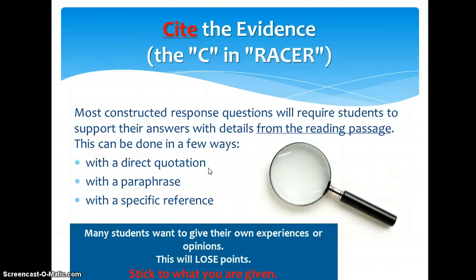If you make the reader dig and try to figure out what you're referring to without being very specific, you could lose those points for citing the passage. So just don't even bother paraphrasing or specific reference. Just always use direct quotations, and always use at least 2 direct quotations. You want to find at least 2 to support your answer.